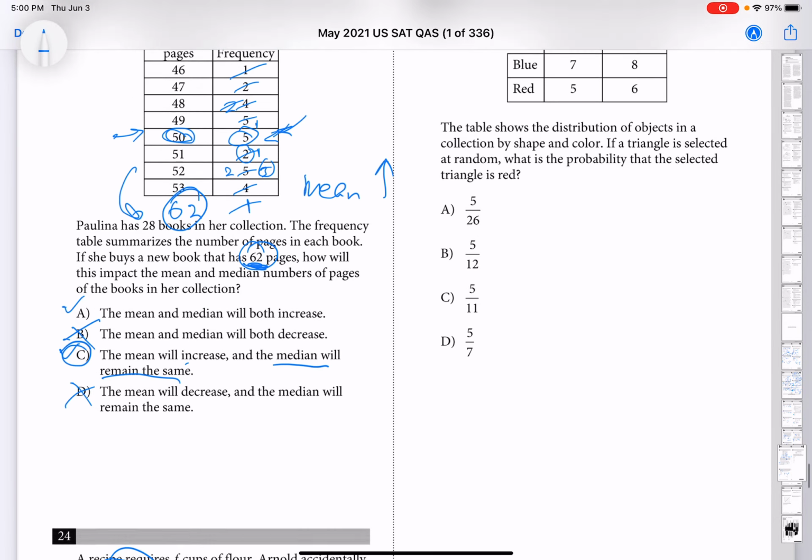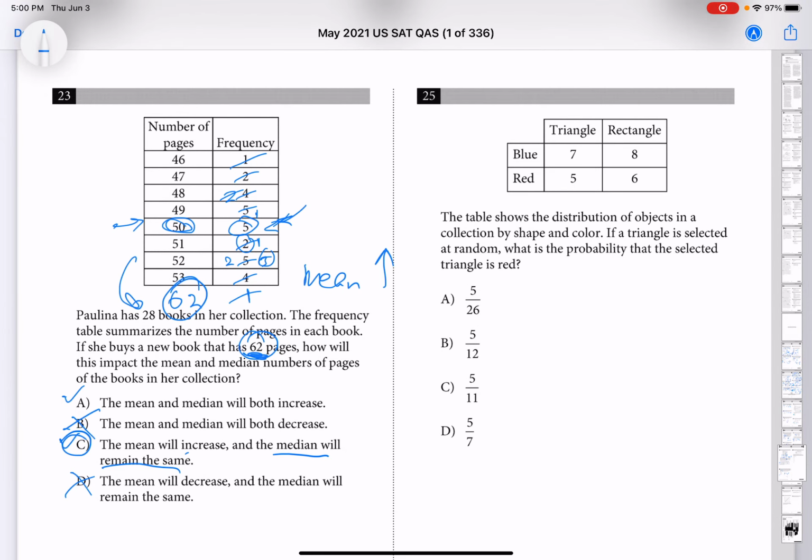Okay, let's go back up to 25 over here. It says the table shows the distribution of objects in a collection by shape and color.